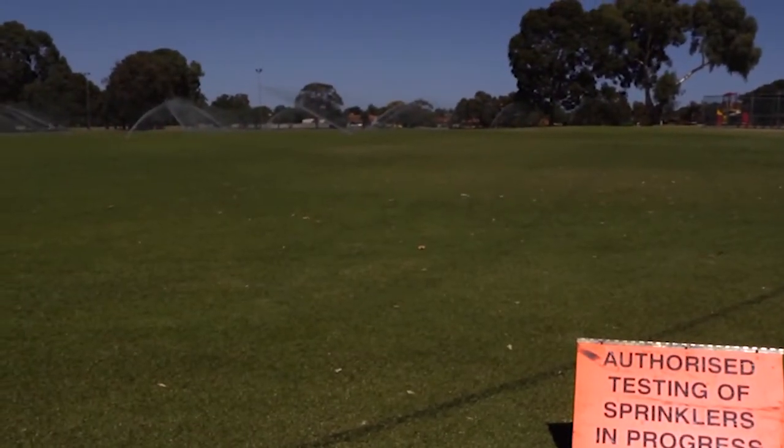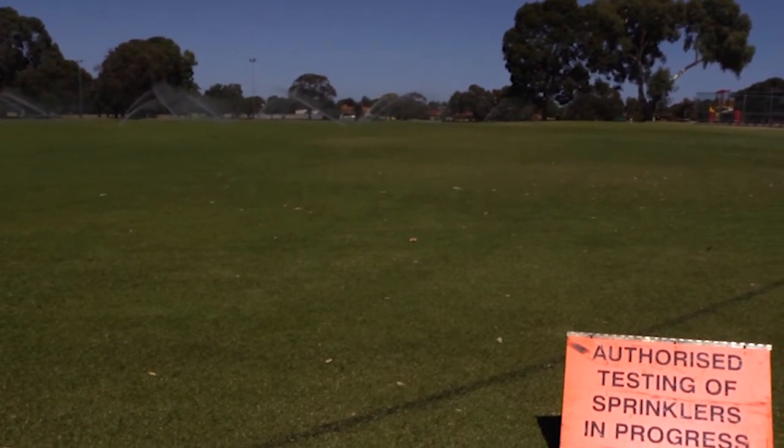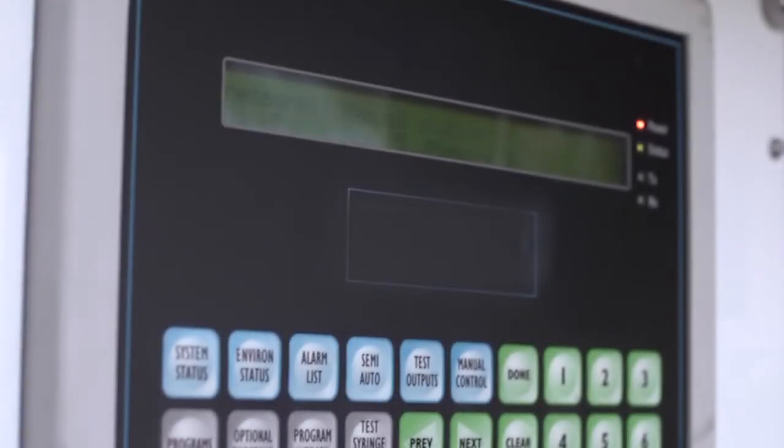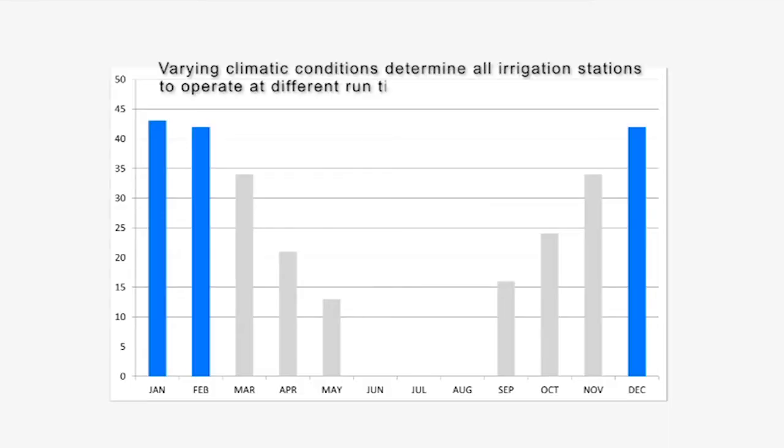Australia has a wide variety of climatic conditions, and in some areas the irrigation system can be and should be turned off during winter. In Western Australia and some other states, local water regulations demand that sprinklers are turned off during winter.